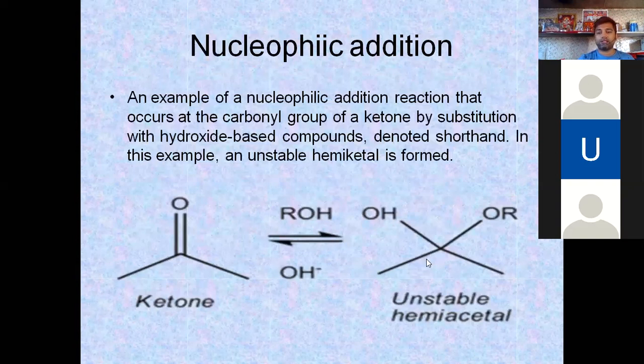Now we'll see the mechanism. This is a carbonyl group, carbon double bond oxygen. This is a ketone, acetone, CH3. Here is an example of a nucleophilic addition reaction that occurs at the carbonyl group of a ketone by addition of hydroxide based compounds, denoted by shorthand. In this example, an unstable hemiketal is formed. This is the unstable hemiketal.